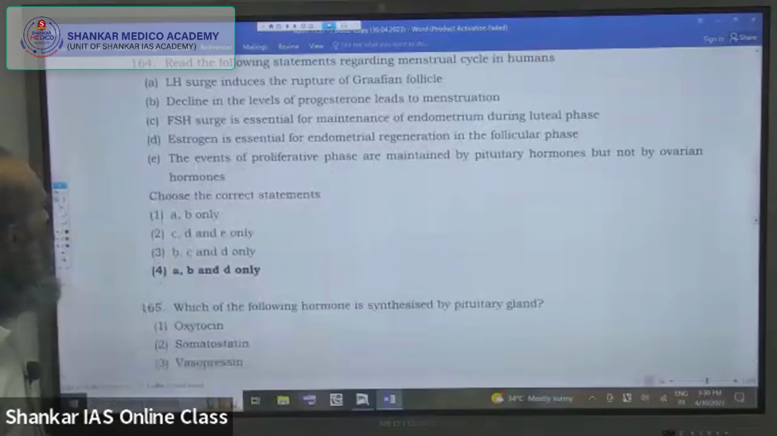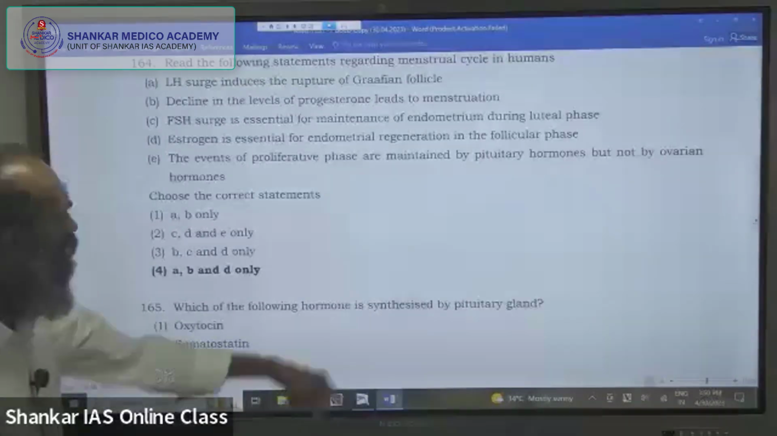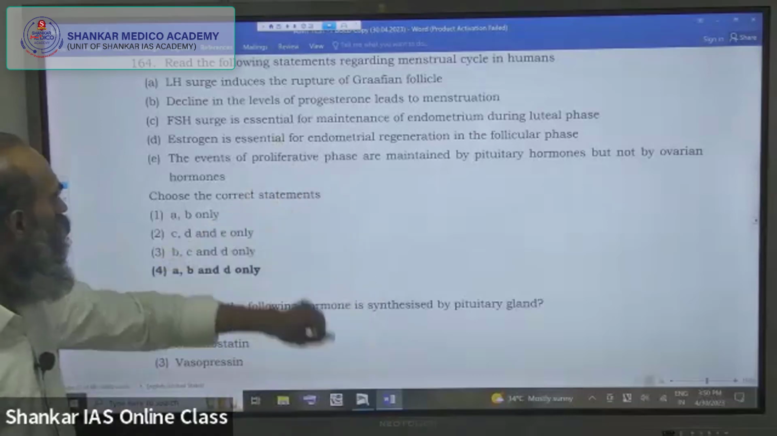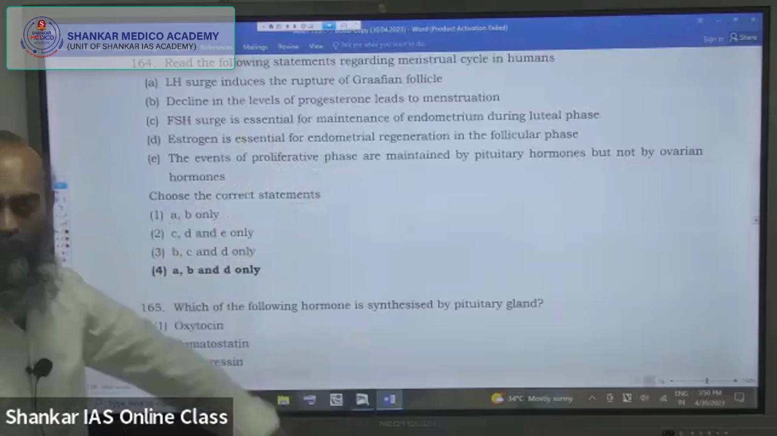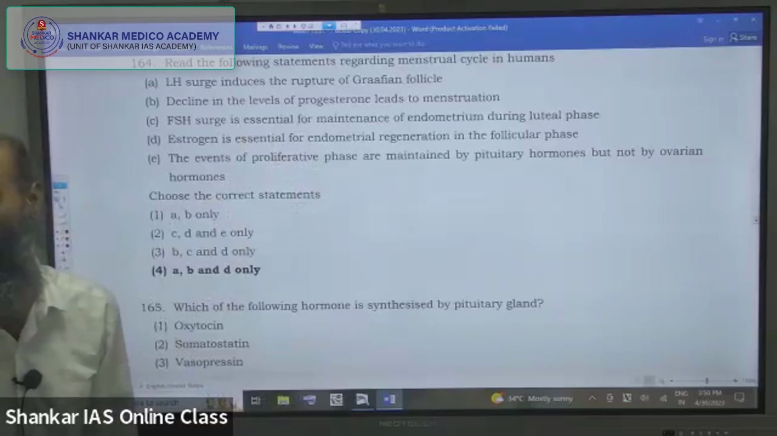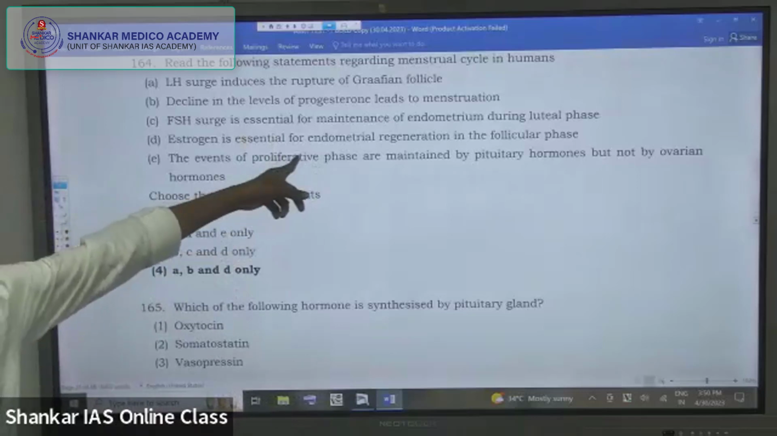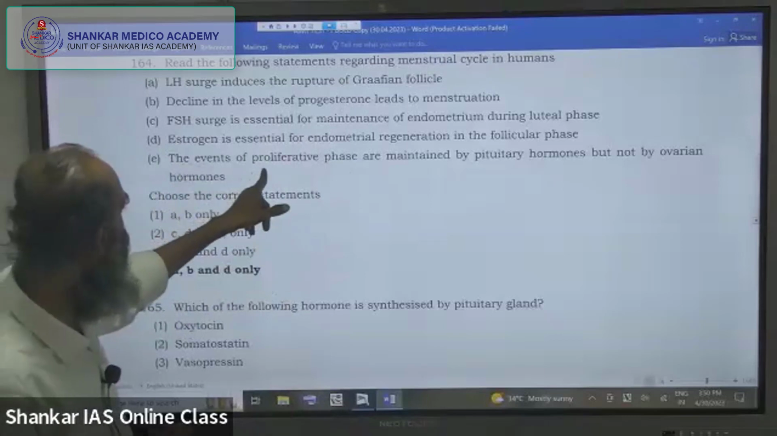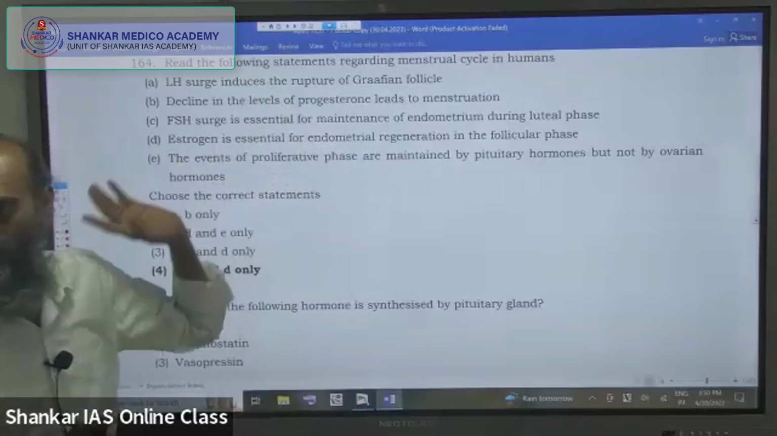No. The events of the proliferative phase are maintained by pituitary hormones. What are pituitary hormones? FSH and LH. Very good. And what are the ovarian hormones? Estrogen. Then what is the hormone required for the proliferative phase? FSH, LH and estrogen. What is the hormone required to maintain the endometrium? Progesterone. The main hormone is progesterone here. It also maintains the endometrium and makes it glandular. Progesterone is secreted by corpus luteum. Here, what is the hormone required? Estrogen. Yes, I had seen it as a progesterone phase. A proliferative phase means it is estrogen. Okay, fine.